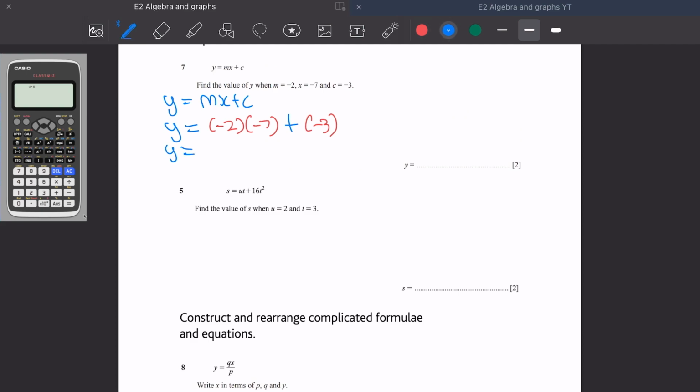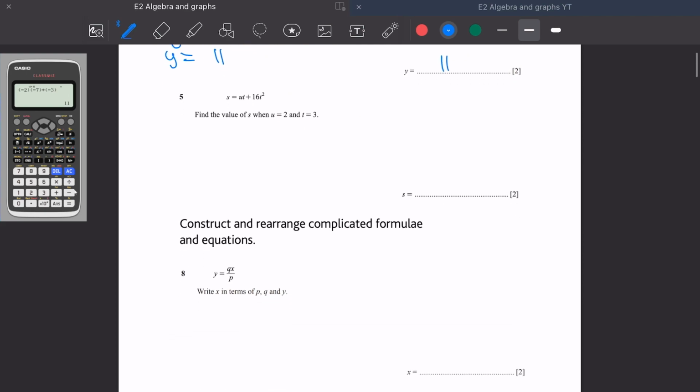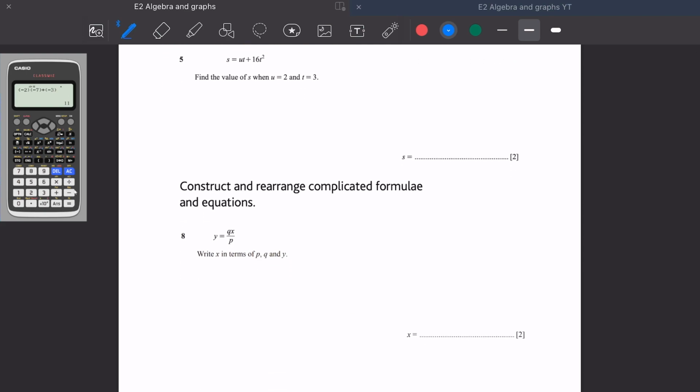Now let's plug this into our calculator. -2 into -7 plus -3. We get 11. That's the final answer. Now the next question is s is equal to ut plus 16t squared.